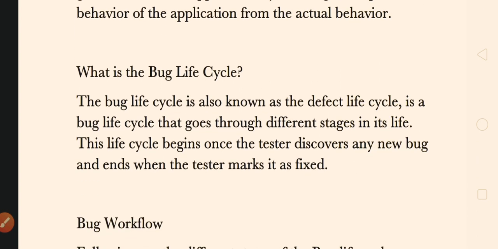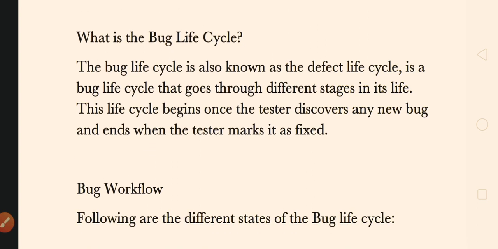What is the bug's life cycle? The bug life cycle is also known as the defect life cycle. It is a cycle that a bug goes through different stages in its life. This life cycle begins once the tester discovers any new bug and ends when the tester marks it as fixed. From when the bug is detected till the bug is fixed, all the steps between these come under the bug life cycle.